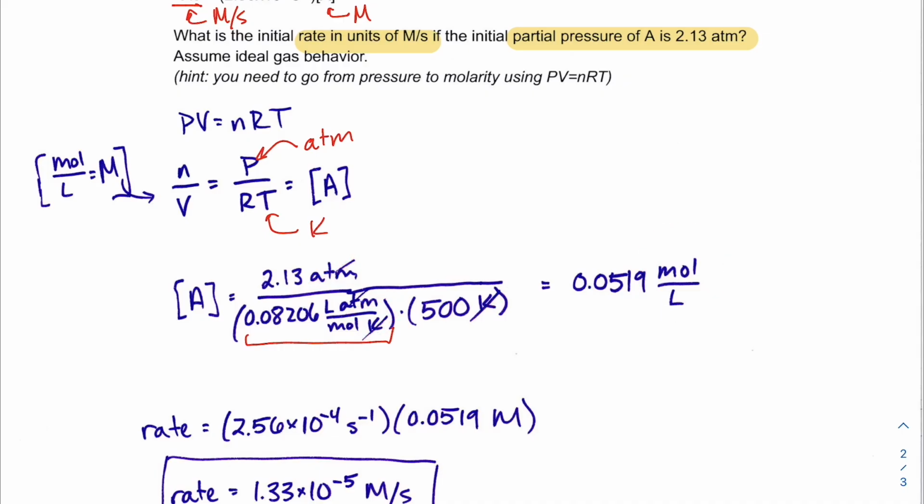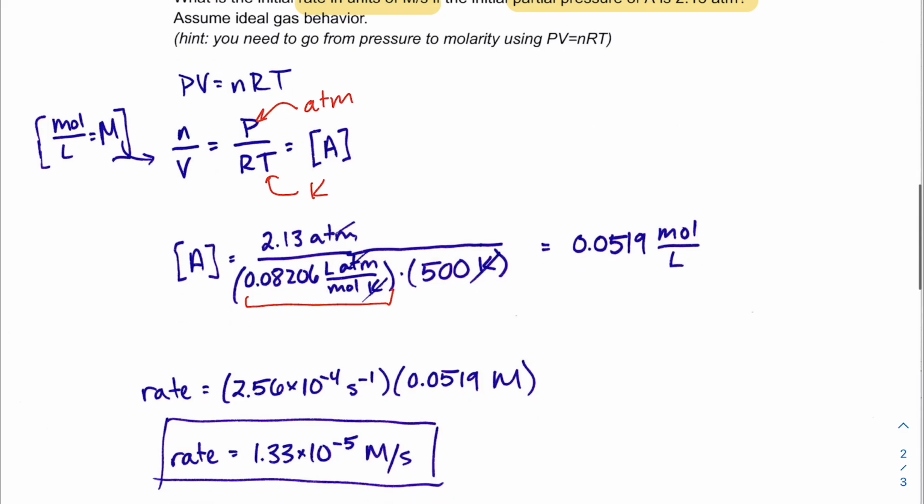From there, this is a more straightforward problem. We're going to plug our initial concentration of A into the rate law and solve, and we should get a rate of about 1.33 times 10 to the negative 5 molar per second. Okay, so hopefully that helps you out a little bit. There's also some slides with some less computational based questions on the agenda.